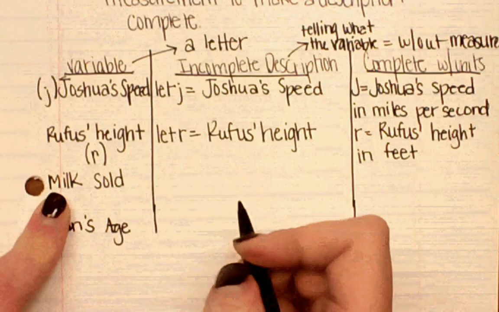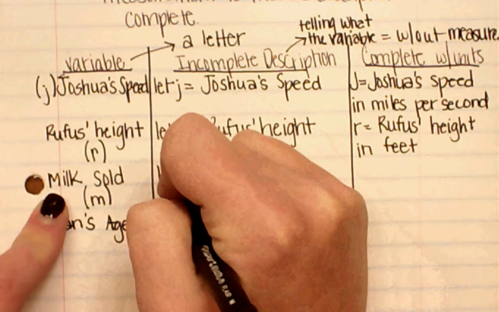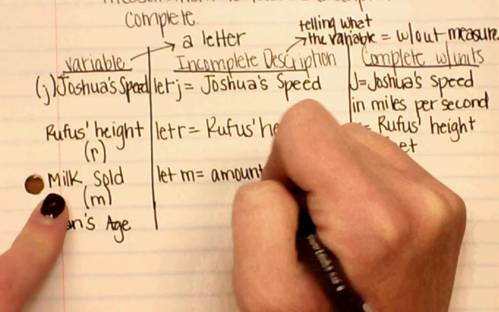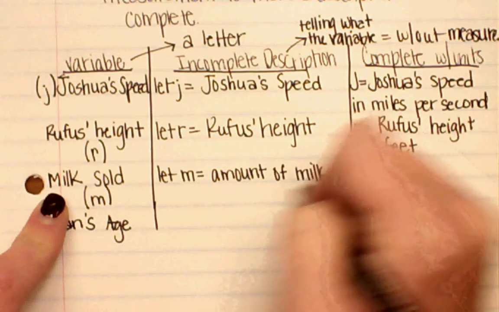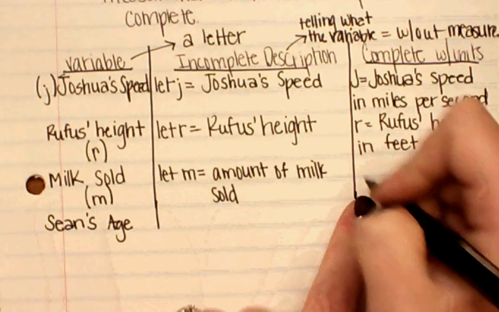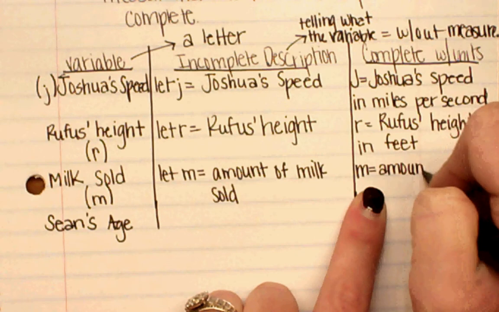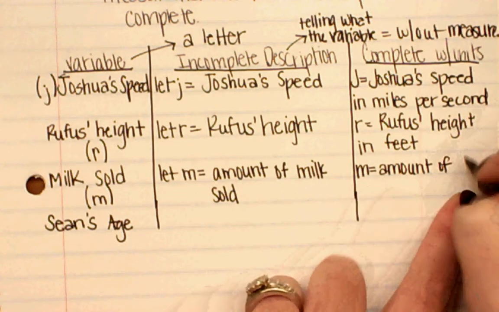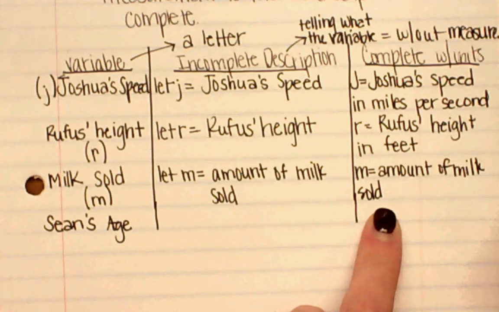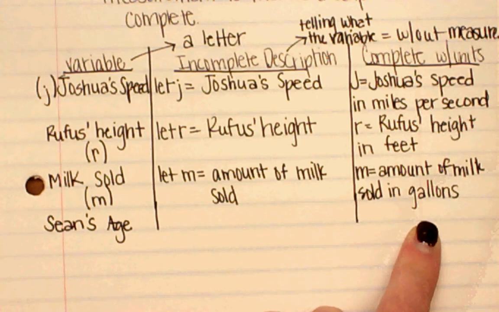Milk sold, so I always look at the first letter. My variable will be M. I'm going to let M equal amount of milk sold. And here you're going to put it in, but now you need a measurement, so M equals amount of milk sold. And think about how they measure milk. Milk is sold in gallons. That's how they measure milk. So there would be your measurement for that one.